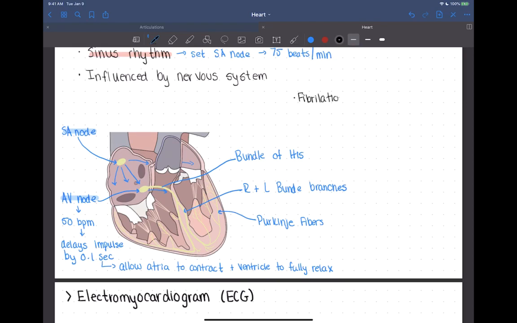All right, and so you may have heard of fibrillation before. Fibrillation, which actually has two L's, I left one out. Fibrillation is just the loss of synchronized contraction in the heart. So fibrillation is uncoordinated, more random contraction of the heart.